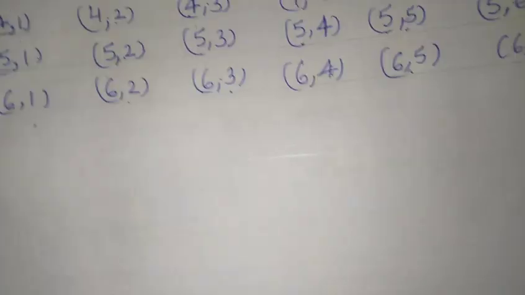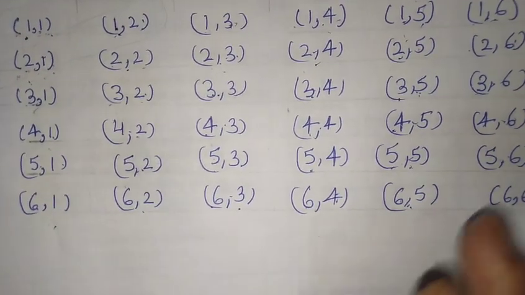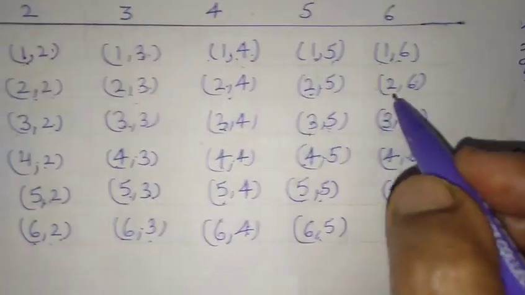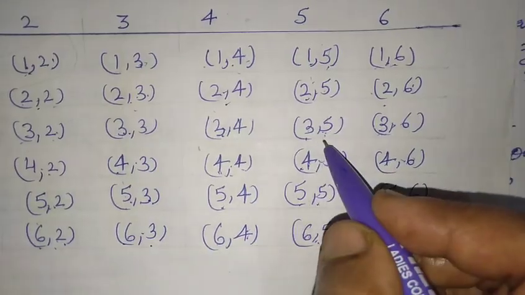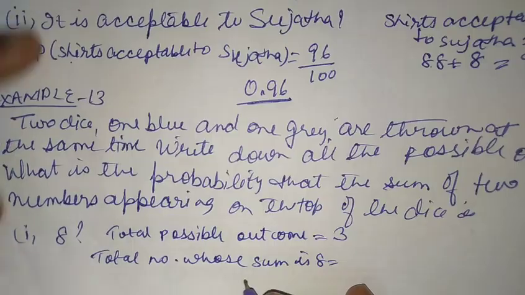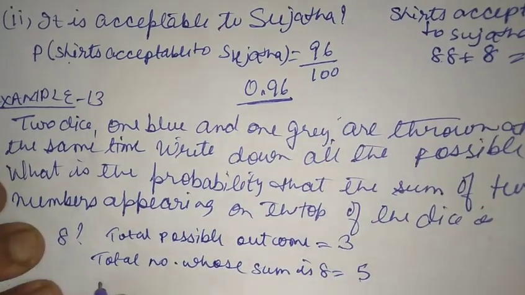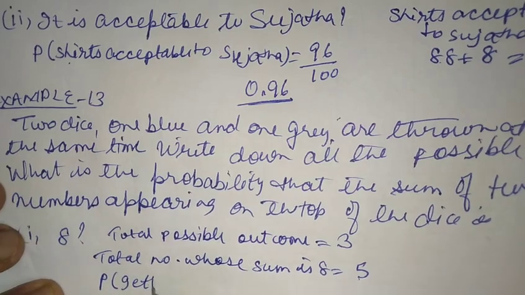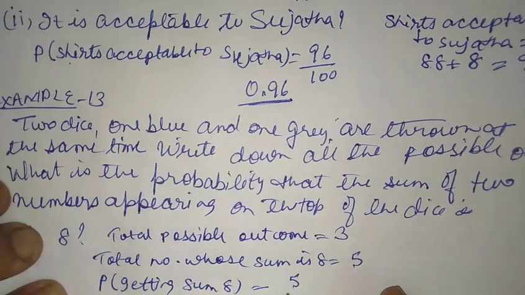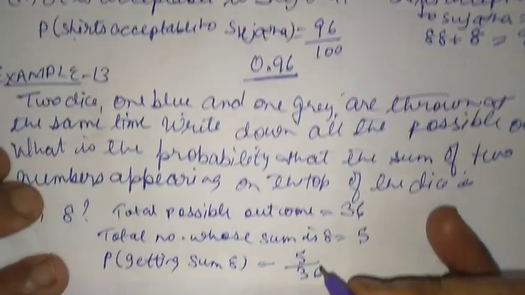Here we have the chart. So the possible numbers whose sum is 8 will be 6 2, 5 3, 4 4, 3 5, 2 6, that is 1, 2, 3, 4 and 5. So the favorable outcomes, or you can say the total number whose sum is 8, will be 5. Okay, so the probability of getting sum 8 will be equal to 5, and the total possible outcomes are 36 here. So it will be 5 by 36 here.